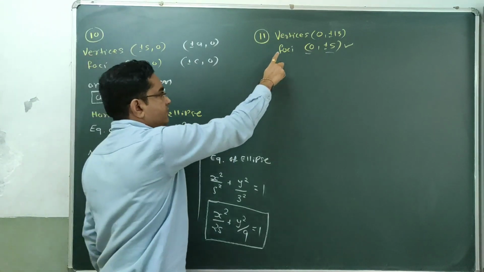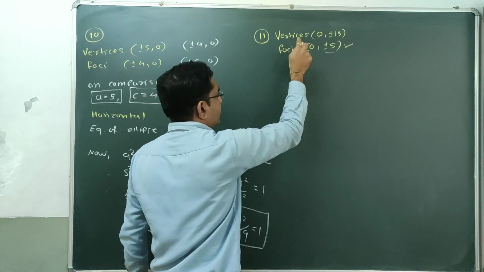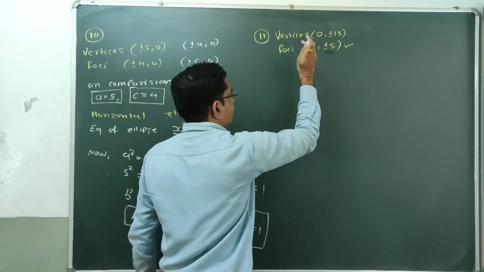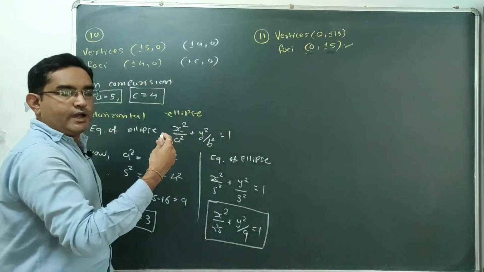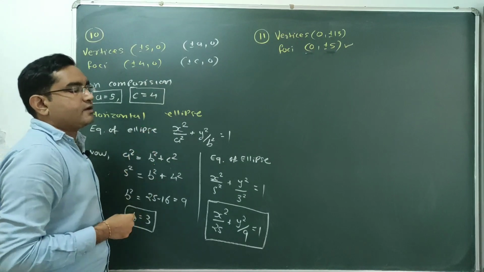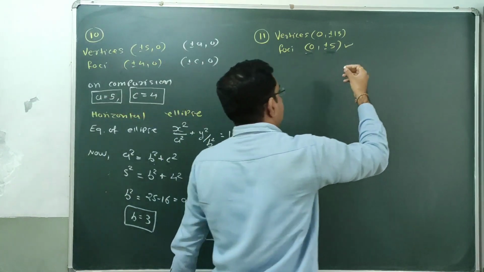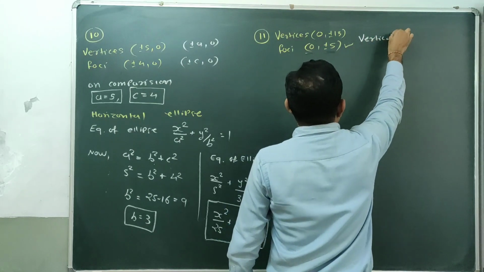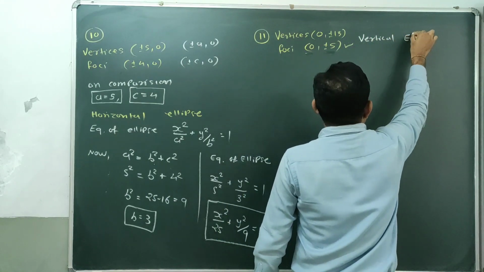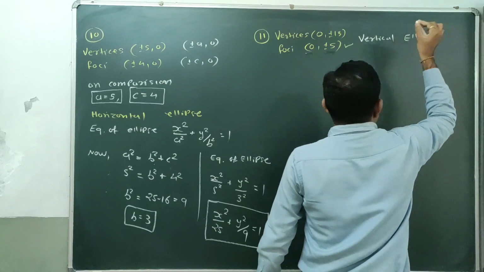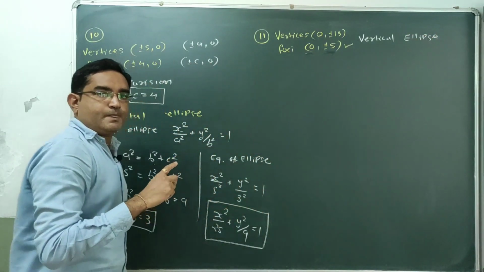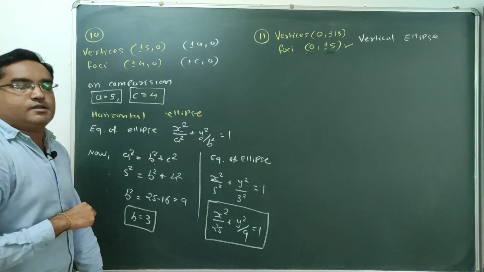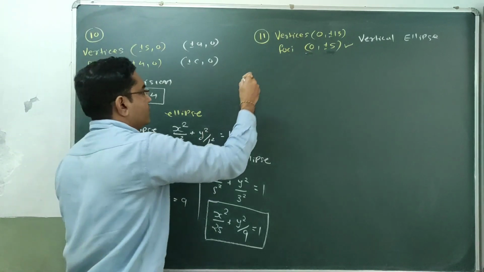So here this condition says that both our vertices and foci lie on the y-axis. So when foci lie on the y-axis, it is the case of a vertical ellipse. First you have to identify which ellipse it is. So this is the case of a vertical ellipse, and we have to derive the equation of the ellipse which is along the y-axis.